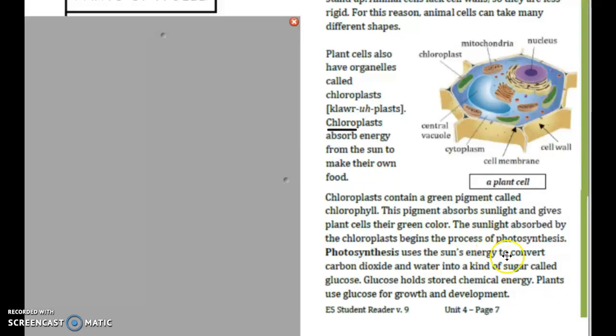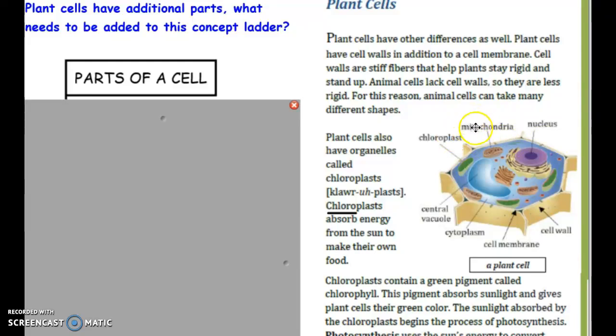Photosynthesis uses the sun's energy to convert carbon dioxide and water into a kind of sugar called glucose. Glucose holds stored chemical energy, and plants use the glucose for growth and development. So although some of these things, mitochondria, nucleus, cell membrane, cytoplasm, a lot of these things were the same as the animal cell, the one thing they mentioned that was different for the plant cell is this thing called the chloroplast, right? It's these green things right here. And that chloroplasts absorb energy from the sun to help make their own food. And the chloroplasts contain this green pigment here called chlorophyll. I know that's why the leaves are green, right? On our trees most of the year.